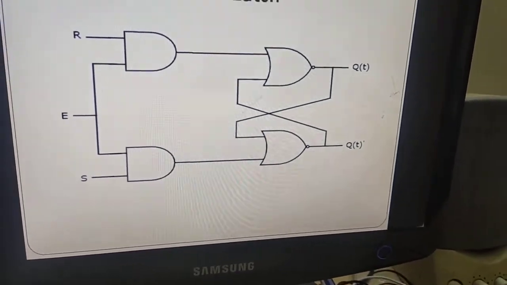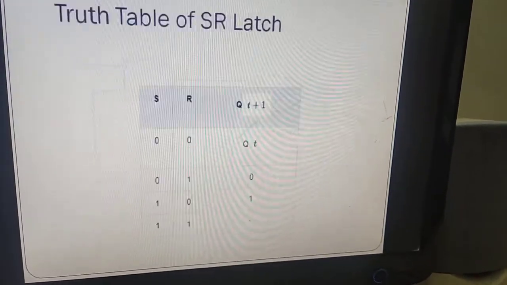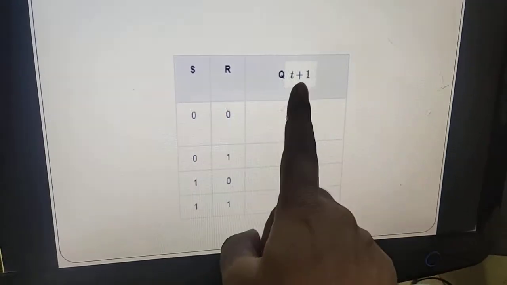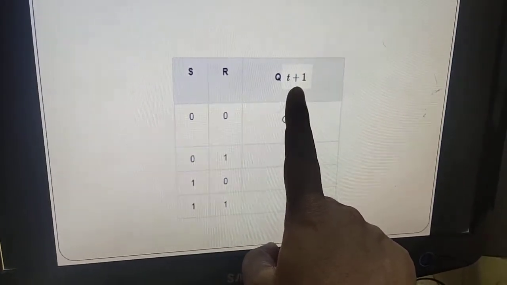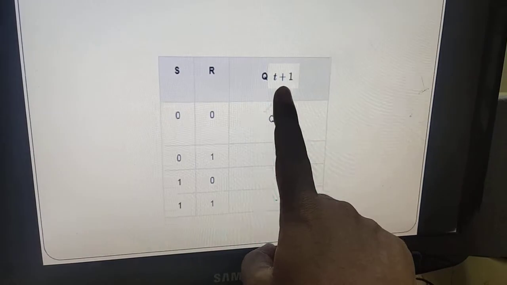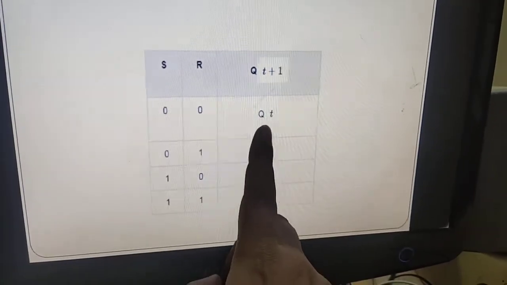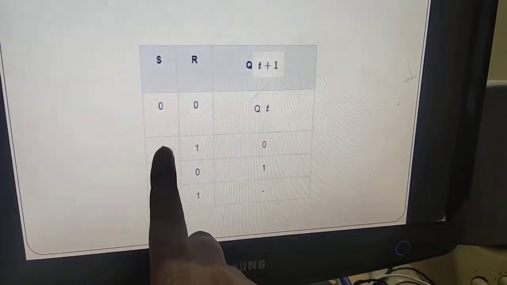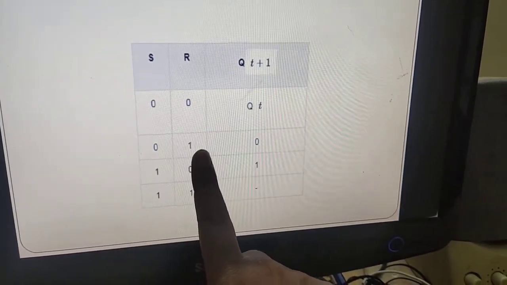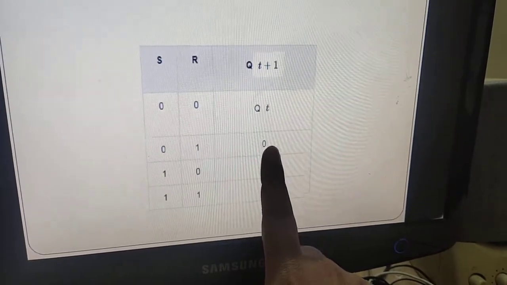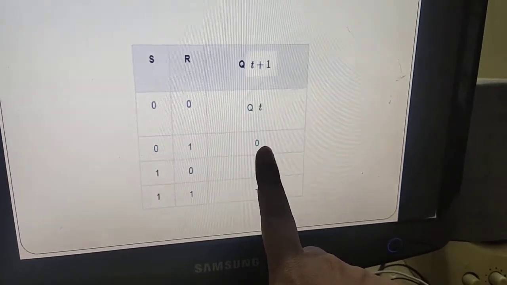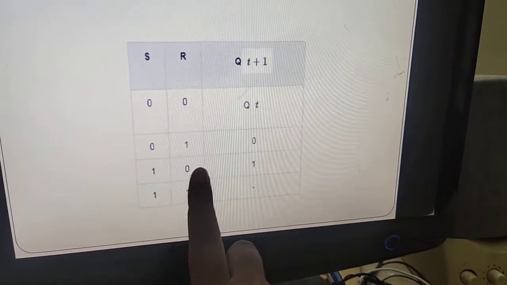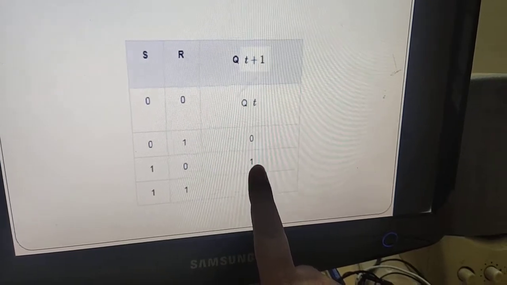This can be shown here with the help of your table. See, I told you 0 and 0 means Qt plus 1. Qt plus 1 is basically your next state output. The next state output Qt plus 1 is equal to Q of T. Now you take S is equal to 0, R is equal to 1, which means Qt plus 1 will be equal to 0. When S is equal to 1, R is equal to 0, it means Q of T is equal to 1.